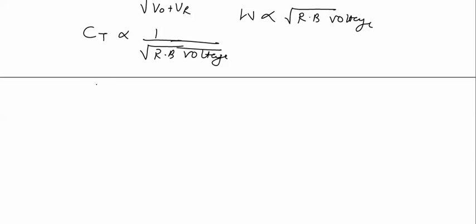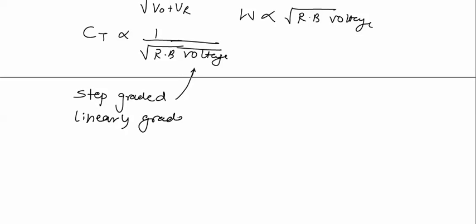Now, I will discuss some things about fabrication of diodes. There are three types of PN junction diode, three procedures of fabricating a diode. One is step graded, for which we are studying all this theory, one is linearly graded, and one is the diffused junction.